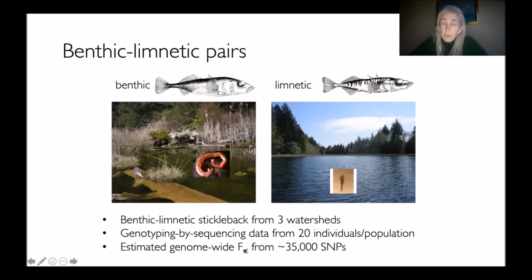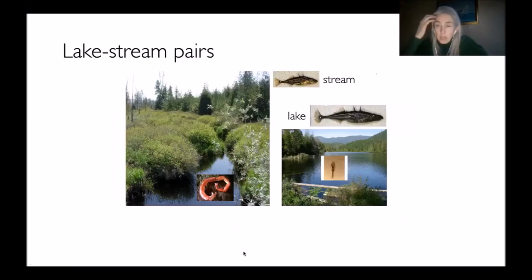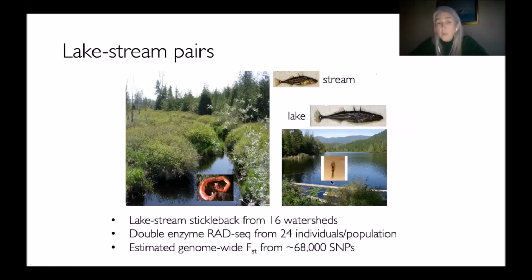For the lake-stream pairs, we're evolving along a similar axis. Stream sticklebacks are adapted to feeding on more benthic macroinvertebrates, so more like a benthic species, whereas their parapatric lake partners are adapted to feeding on zooplankton. Again, we have genomic data from 16 independent lake-stream pairs. This is double digest RAD-seq, so slightly different data. And again, we had about 68,000 SNPs, and Diana estimated genome-wide FST.